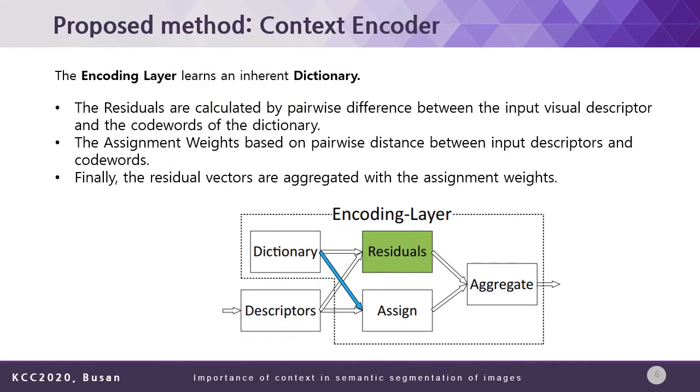Thus, we propose a context encoder to integrate contextual information into the network. The context encoder learns an inherent visual dictionary. The residuals are calculated by pairwise difference between the input visual descriptor, which is actually an output of the network, and 32 visual words. Then we have a smoothing factor, and we aggregate the output of these residuals, assign weights, and upsample, and then get the predicted image.